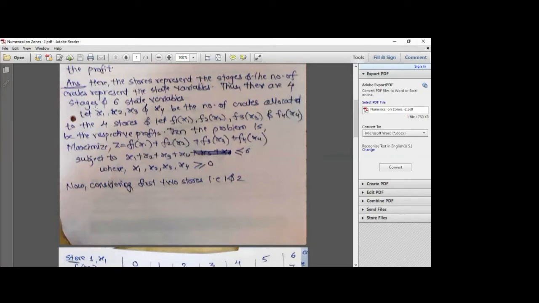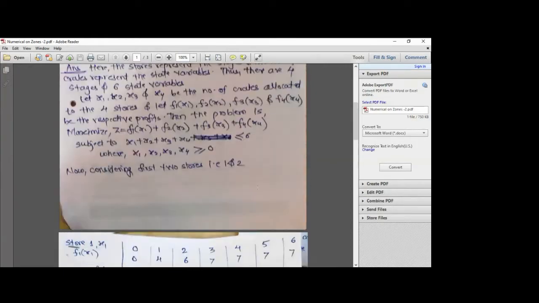And the number of crates should be less than or equal to 6. Here you can write that it is an integer. So x1, x2, x3, x4 are greater than or equal to 0, but they are integers. They cannot take decimal points. So x1, x2, x3, and x4 are your integers.